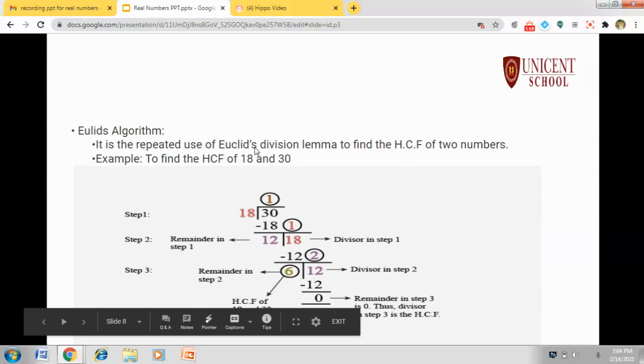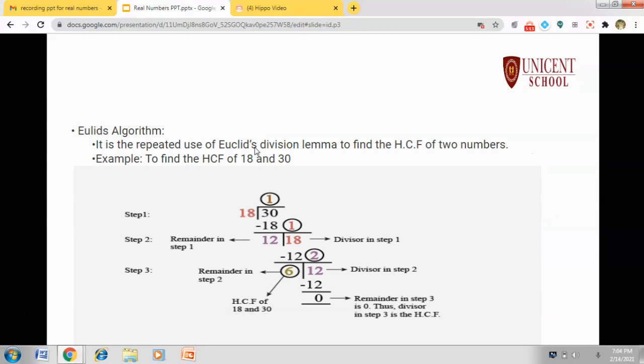Now, we will use Euclid's algorithm to find the HCF. As I said earlier, it is a repeated use of Euclid's division lemma to find the HCF. For example, we'll find the HCF of 18 and 30. We put 30 as the dividend and 18 as the divisor. Normal division: 18 ones are 18. The difference of 30 and 18 is 12. Here 12 is the remainder, which is not 0.